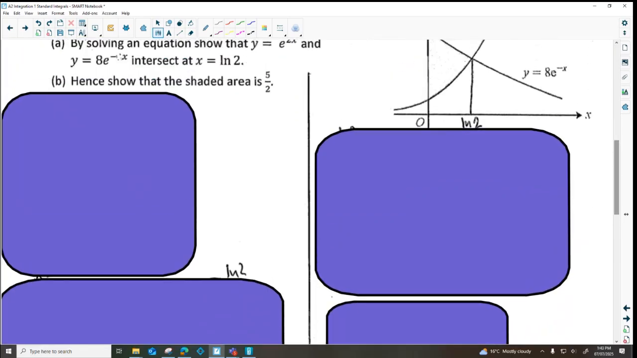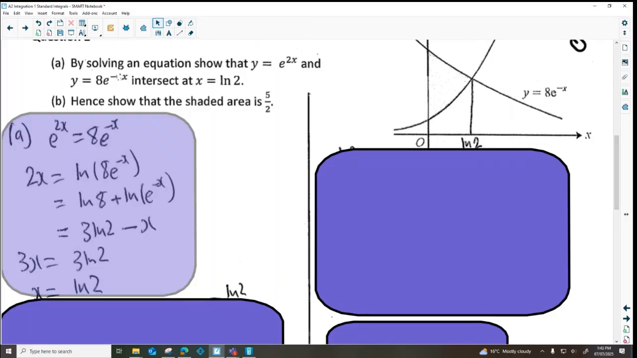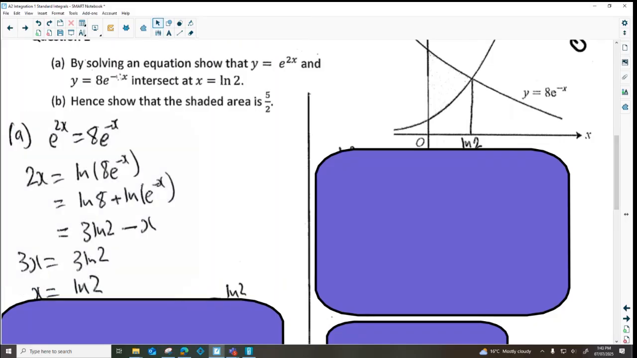Okay, folks, so I'm going to do the first bit of this. To find their point of intersection, you need to make the two equations equal to each other. So e to the 2x equals 8e to the minus x. Now there is more than one way to solve this equation to get x equals ln 2. Here is a sensible approach. Other ways do work though.